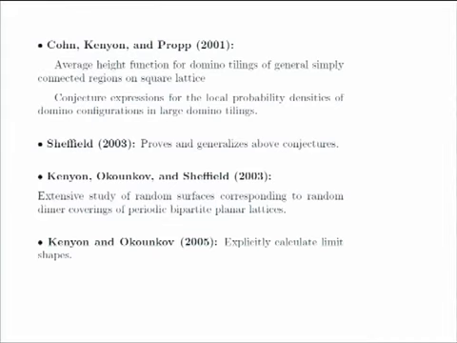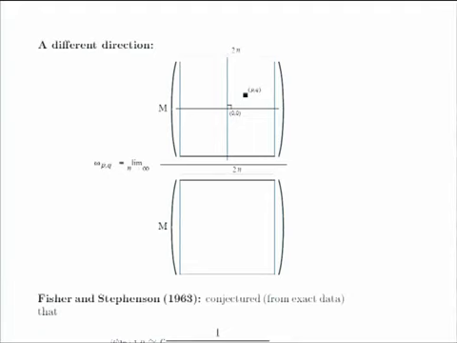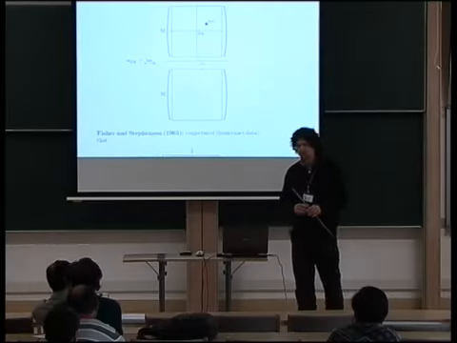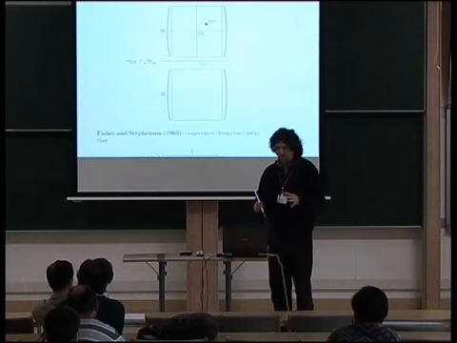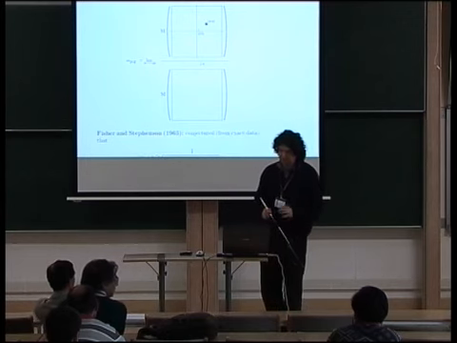There are others as well, but the purpose of this outline is to highlight the fact that what I'm going to talk about goes in a different direction because it focuses on defects. So in all these results, you didn't have defects in the lattice. The boundary played a crucial role, and you got some curves. The measures varied and things.